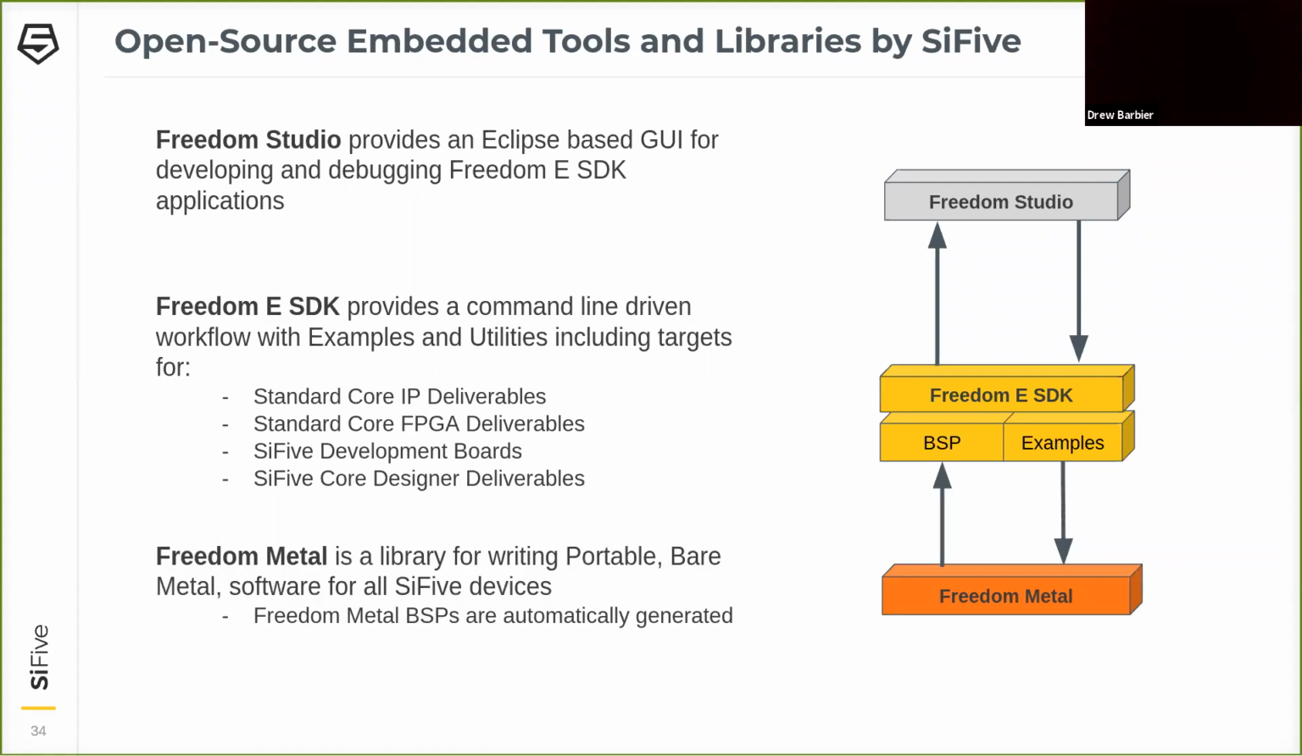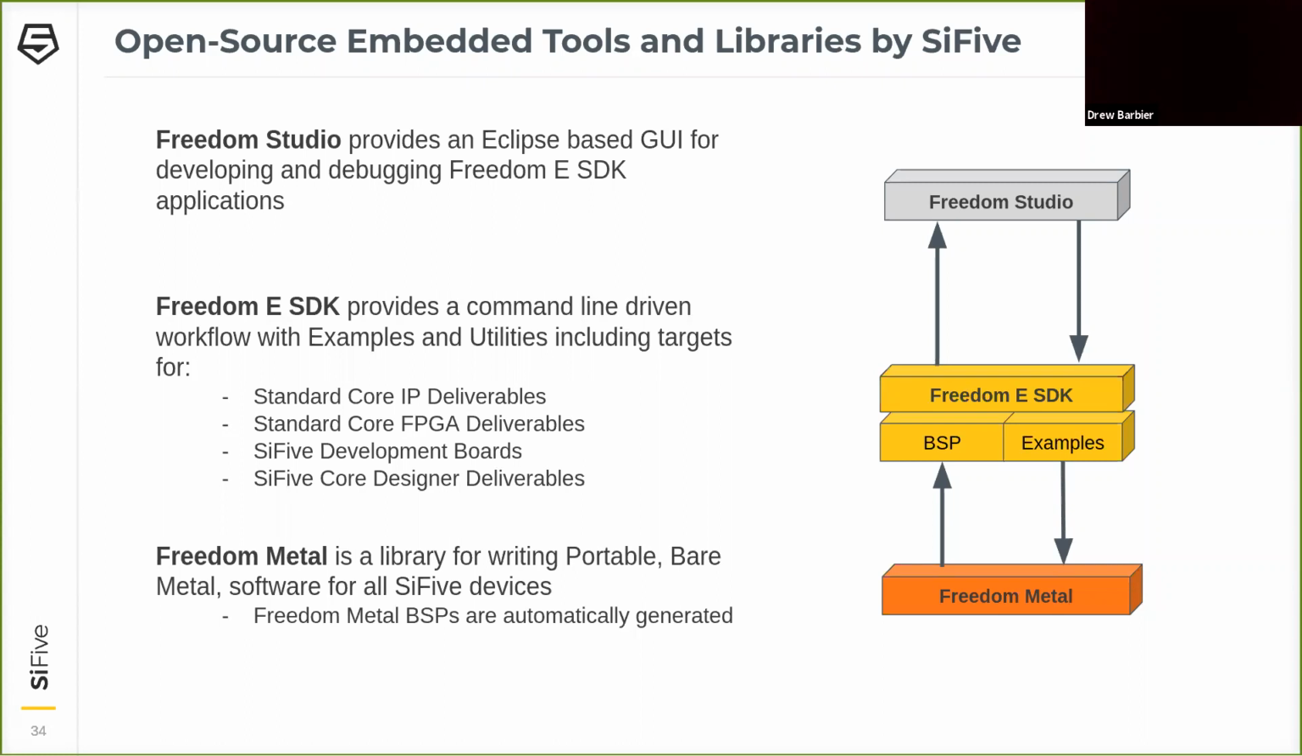And then Freedom E SDK itself builds on something that we call Freedom Metal. You'll start to hear more about Freedom Metal from SiFive going forward. This Freedom Metal is a library that's used to create really portable bare metal software. And the idea here is that if your software targets this library, then we are guaranteeing that it's portable across our entire product portfolio.